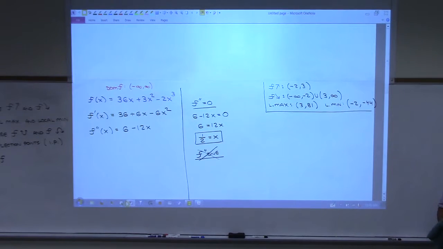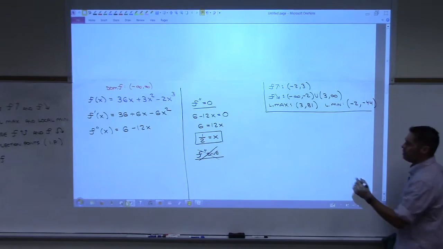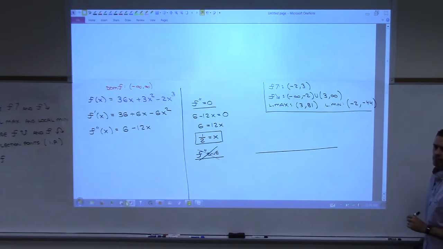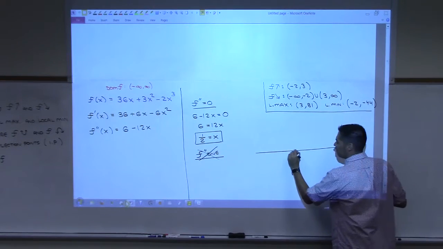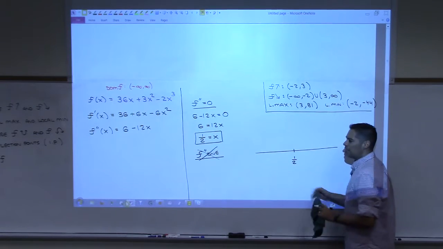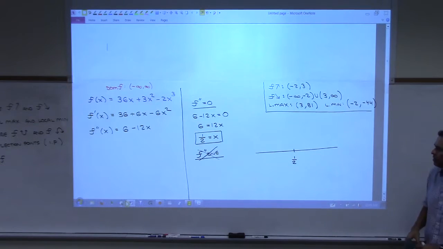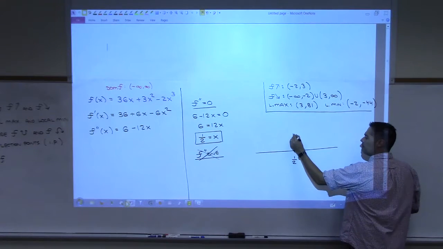Now what? Draw a little number line. What do we put on this number line? The 1/2. So just wherever you want, 1/2. You don't need to show me where 0 is or anything. Just put the critical number. That's the only thing that's important to us. Break your number line up right there.